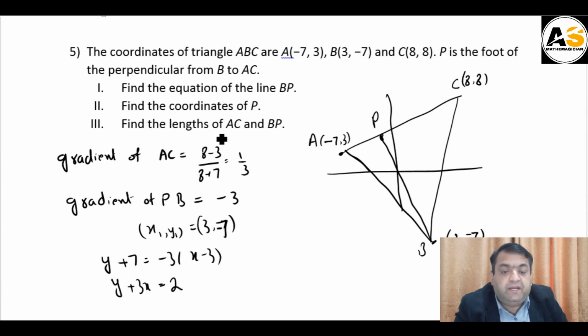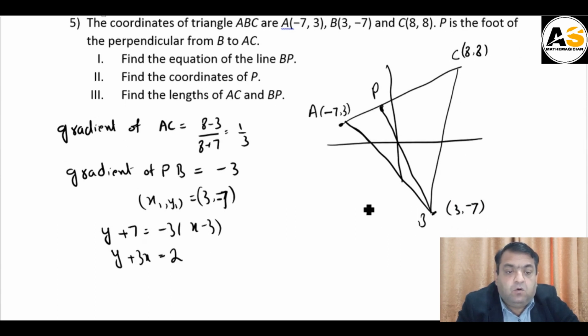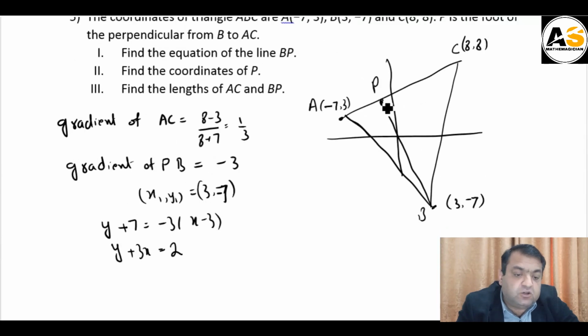We have to find the equation of line BP, which we did. Now find the coordinates of P. Now this is the equation of PB. What is P? P is the intersection of this line and this line. We need to find the equation of this line so that we simultaneously solve those two equations to find the coordinates of P.